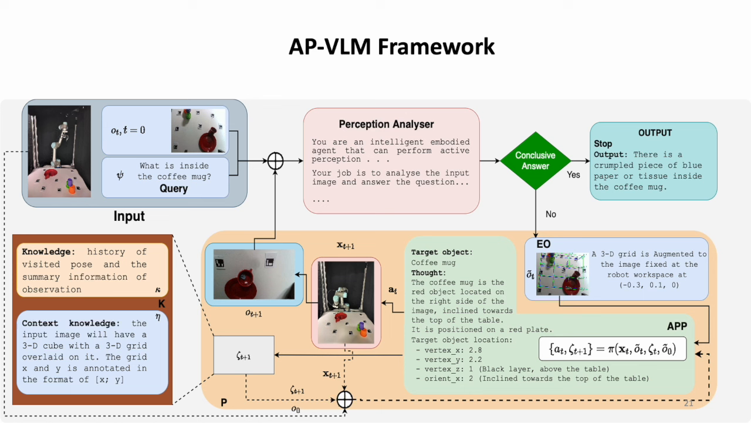So what this APP, or active perception policy, does is take all of the history of the visited vertices and observations, the original or initial observation, and generate an action for the robot, which is a coordinate for the robot to move and look at the inside of the mug, and also the knowledge, which is the cumulative knowledge of the history plus the context knowledge that we provide. So the robot goes to a new configuration and looks at the inside of the mug. This image is provided together with the previous image to the perception analyzer, and now the perception analyzer can have a conclusive answer, and the loop is terminated.